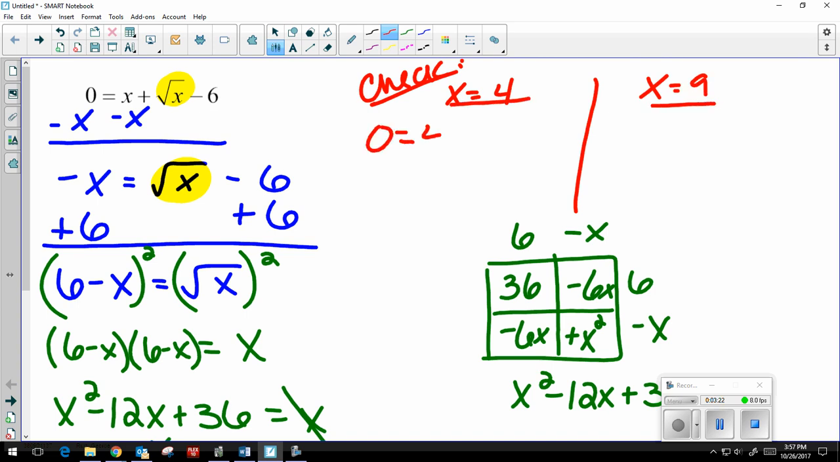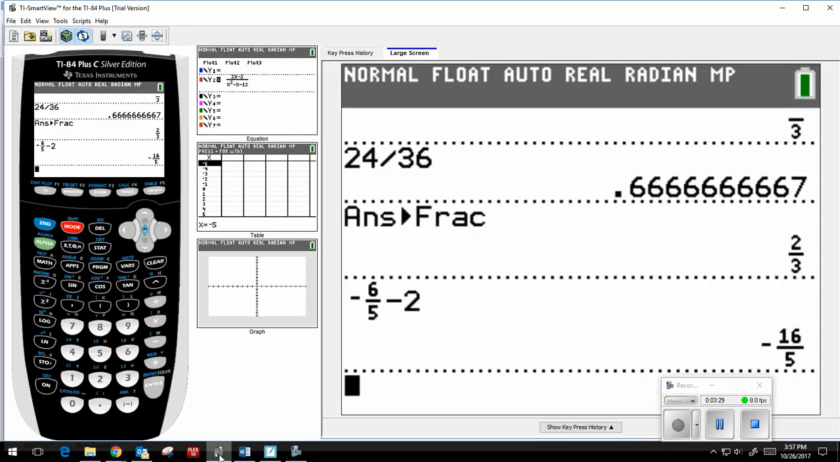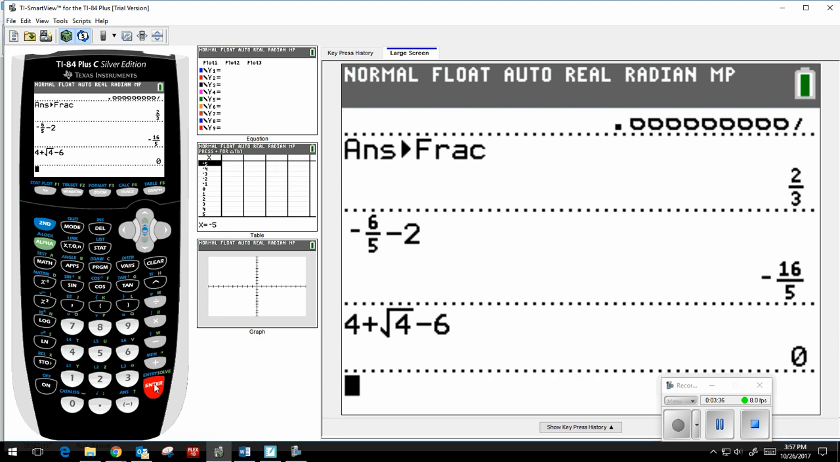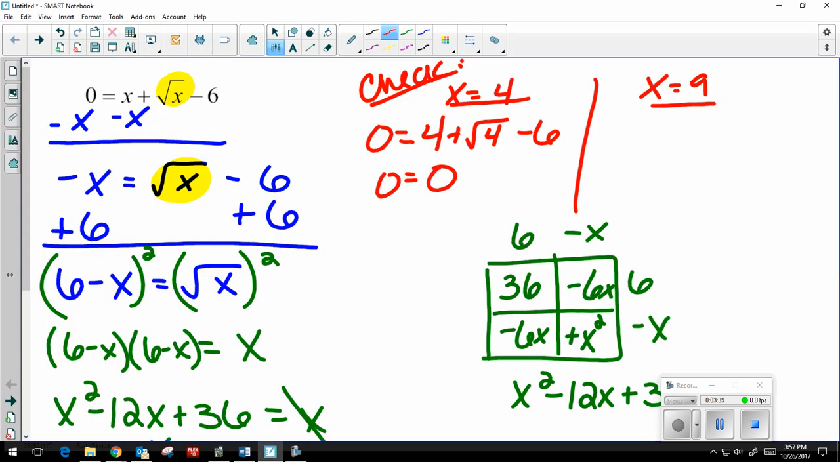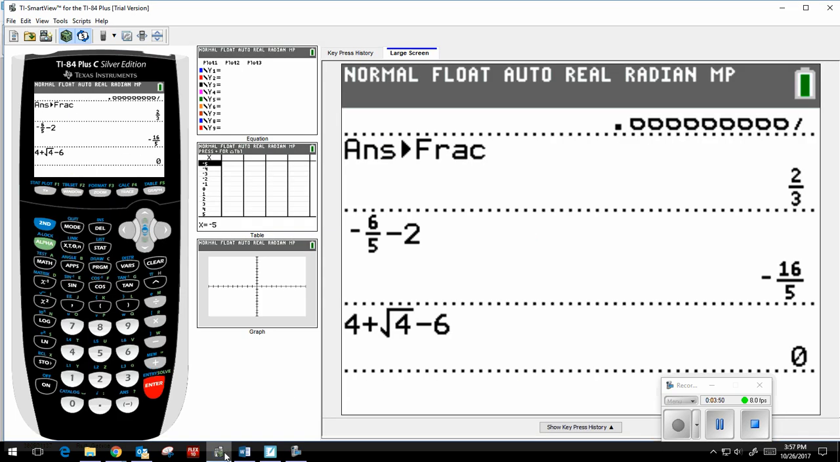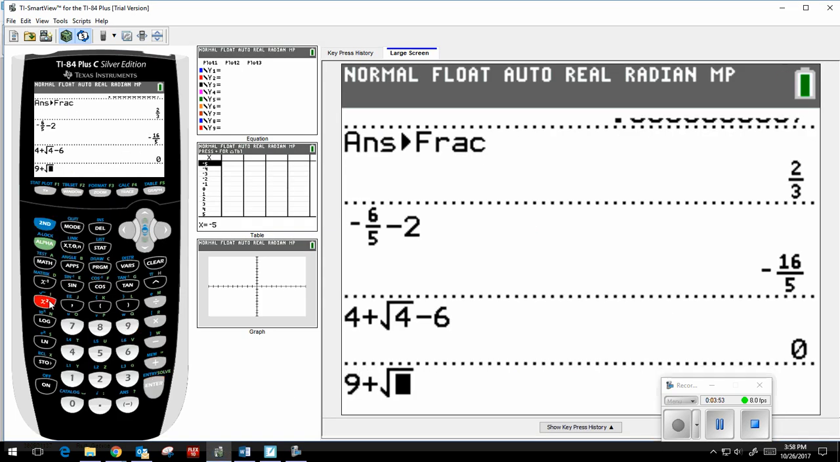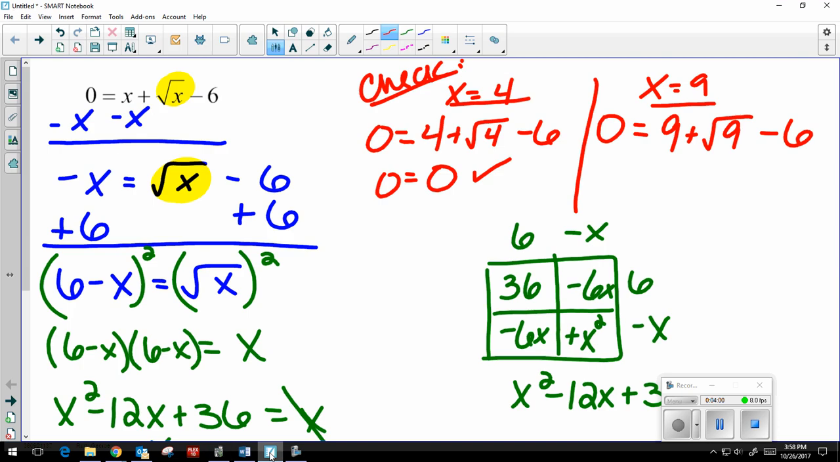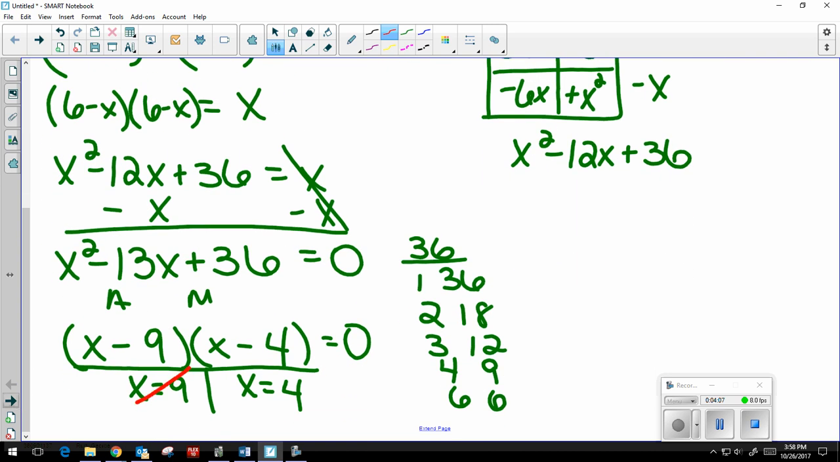So 0 equals 4 plus the square root of 4 minus 6. So I'm going to go to my calculator. 4 plus the square root of 4 minus 6 gives me 0. So 0 equals 0, that one works. And then over here, I have 9 plus the square root of 9 minus 6. So 9 plus the square root of 9 minus 6, I get 6. So 0 equals 6. That doesn't work. So that means that my x equals 9 has to be rejected, and my only answer is 4.